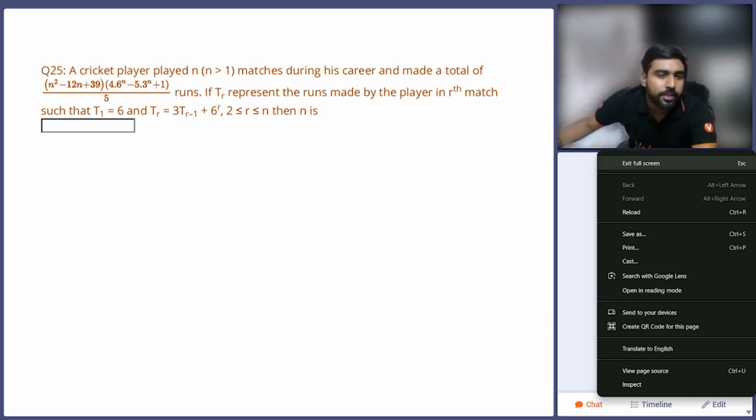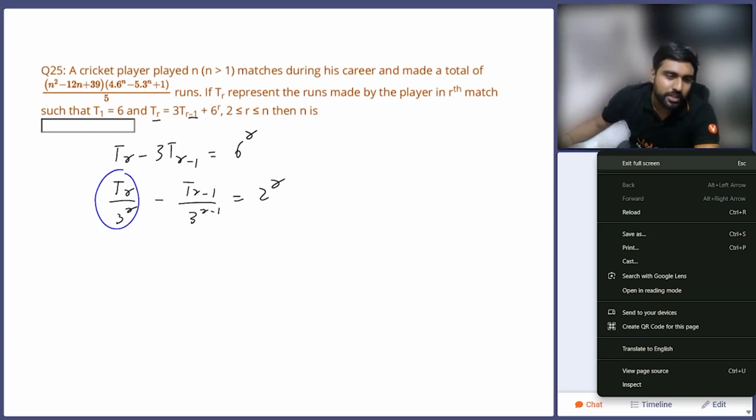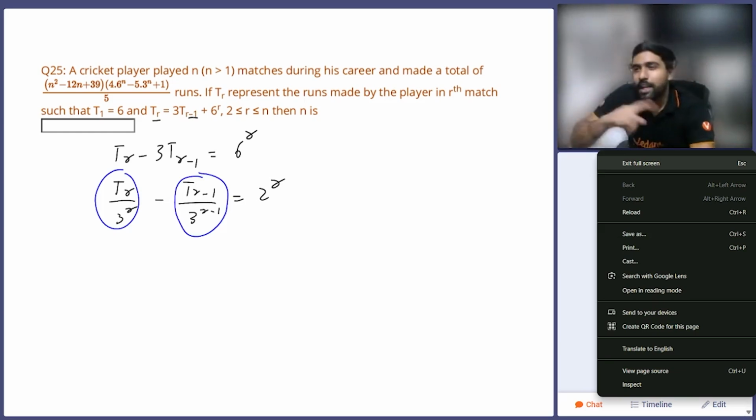We have to start somewhere. Let's start with the relation between TR and TR minus 1, right? I can write this as TR minus 3 TR minus 1 is equal to 6 power R. Now, let's say divide both the sides by 3 power R. TR upon 3 power R minus TR minus 1 divided by 3 power R minus 1 equals to 2 power R. The reason why I did this is because there's a 3 extra over here, TR minus 1. So I can get some sort of a relation over here. Because now I can kind of see a VN method pop out over here.